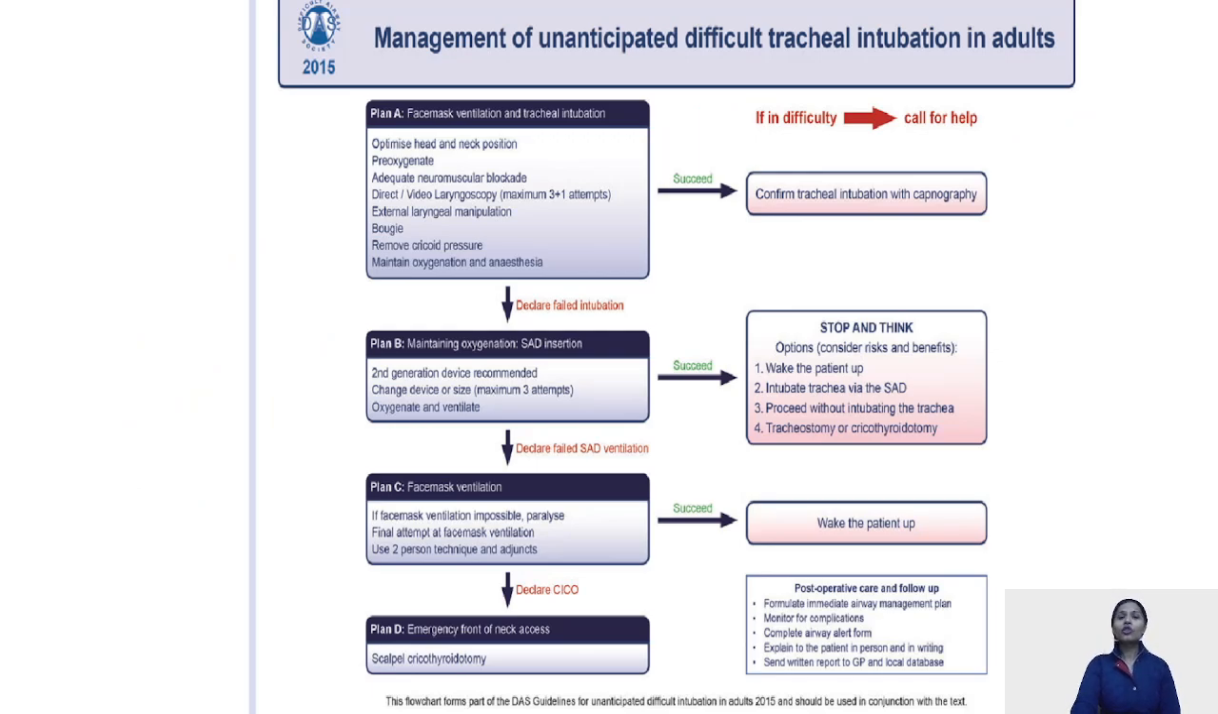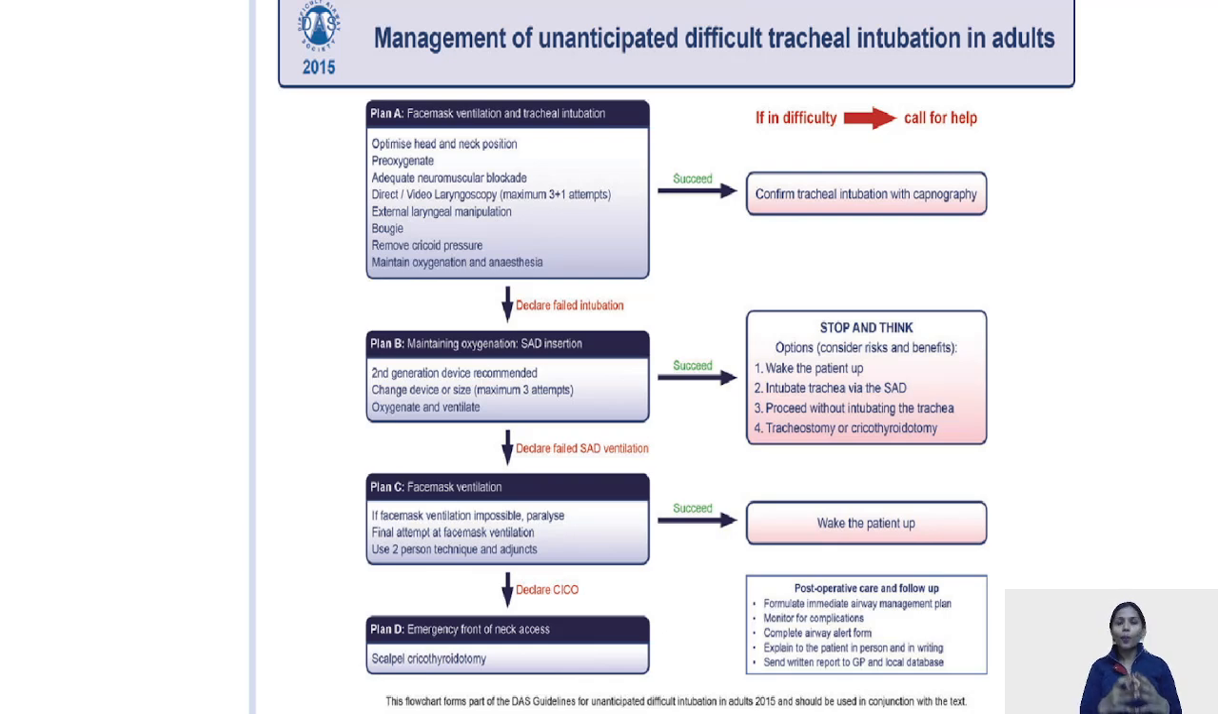Lastly, coming to the management of the unanticipated difficult tracheal intubation in adults. The next part of the airway equipment, the supraglottic airway devices, I'll be covering in the very next class. For the management of the unanticipated difficult tracheal intubation, we have various plans. The first is ventilation: face mask ventilation and tracheal intubation.